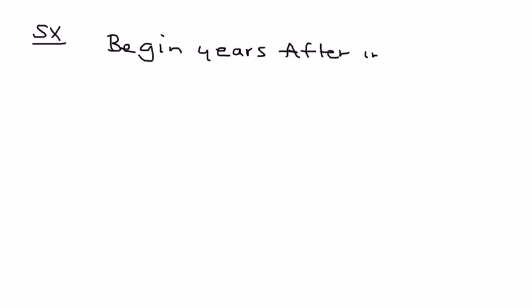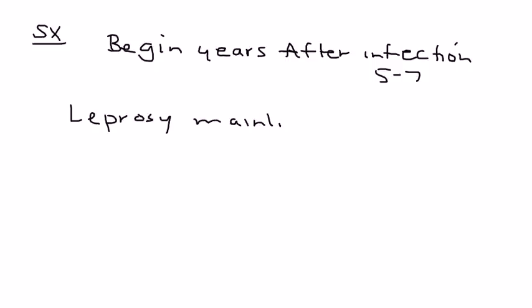In terms of symptoms, after infection, the symptoms actually will take years on average to develop. On average, you're looking at about 5 to 7 years before the symptoms appear after a person is infected with the Mycobacterium leprae. Now, leprosy begins by affecting mainly two parts of the body, and those two parts are the skin and the peripheral nerves.